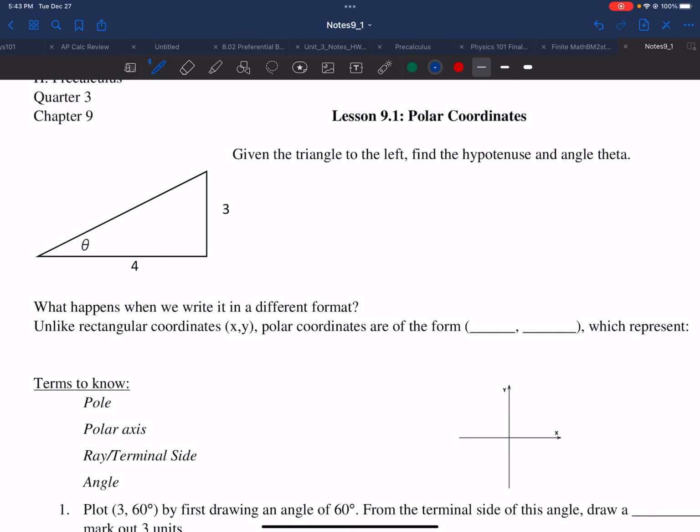Okay, welcome to Chapter 9. We are now going to be talking about polar coordinates and polar equations, graphing, that sort of thing.